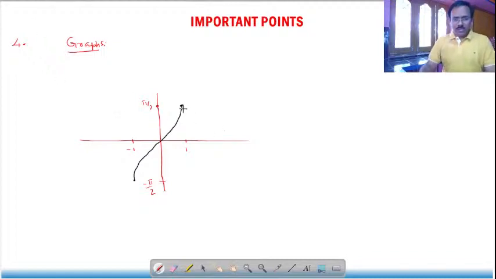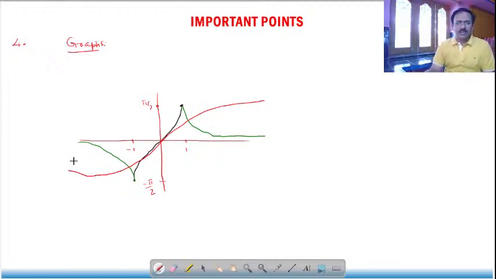Don't stop here. You just continue this arc here like this, and here like this is going to be the graph of cosecant inverse x. And tan inverse of tan x graph would be like, it goes like this. Rough graph is enough, friends. Rough graph is enough. No need to be too specific.